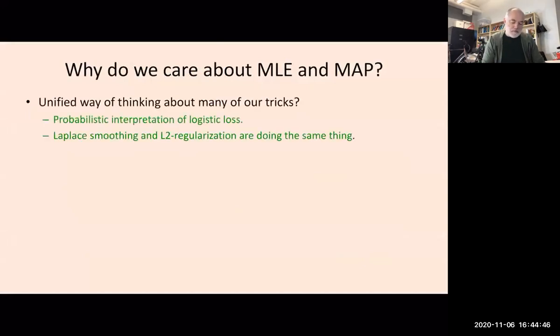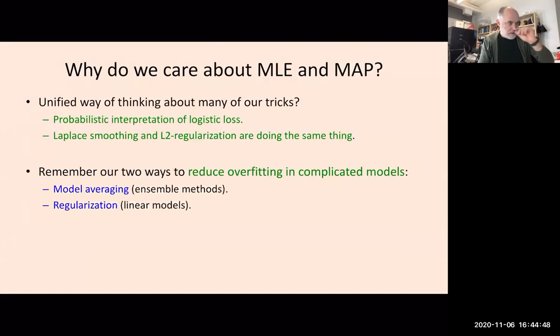Why do we care about maximum likelihood and MAP? This is a question that basically came up on the chat channel, right? It's a unified way of thinking about many of our tricks. We get a probabilistic interpretation of logistic loss, which means that classification and regression are basically the same thing. Laplace smoothing and L2 regularization are doing the same thing. They're just different distributional assumptions about the parameters.